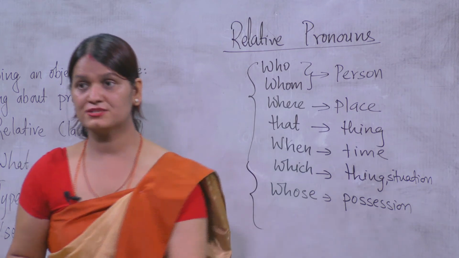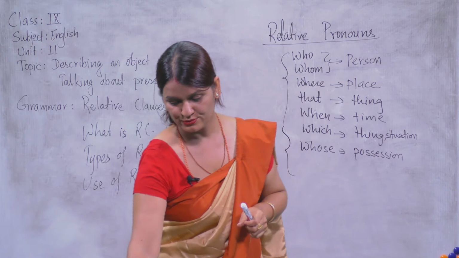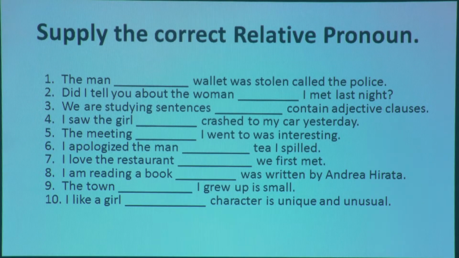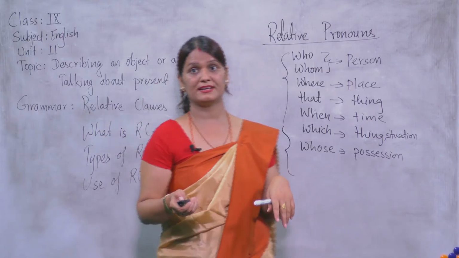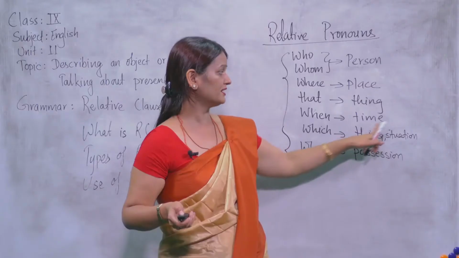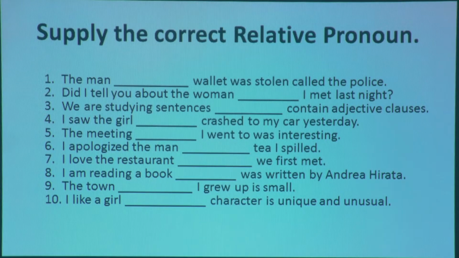Now let's do one exercise. After doing that exercise, you will get more idea. Look, supply the correct relative pronoun. Any one relative pronoun you can supply here. The man ___ wallet was stolen, call the police. So the noun here is a person, or place, or thing, or time, or possession? What is the noun? The man is, of course, a person. So we can use who.